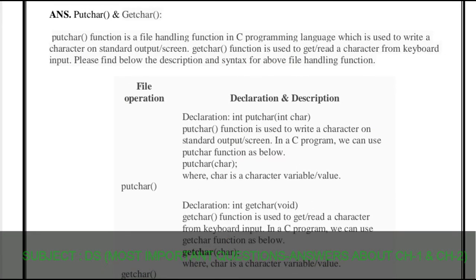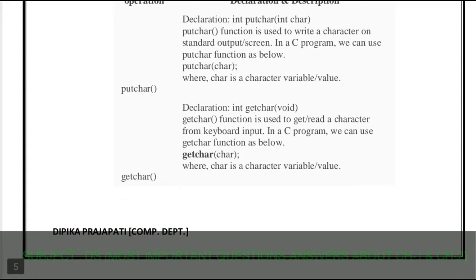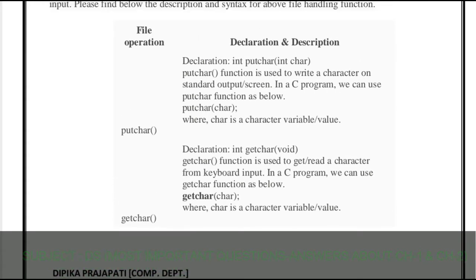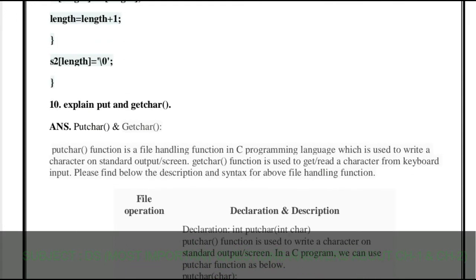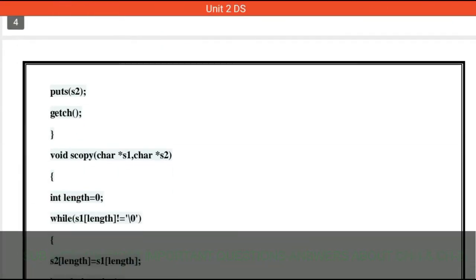So these character functions are very important for the GTU exam, the put character function and the get character function. So this one is the put character function and get character function. So dear all students, this is nothing but our chapter number 2 question answer regarding our GTU exam. I hope you all easily understand this question answer. Okay, thank you.